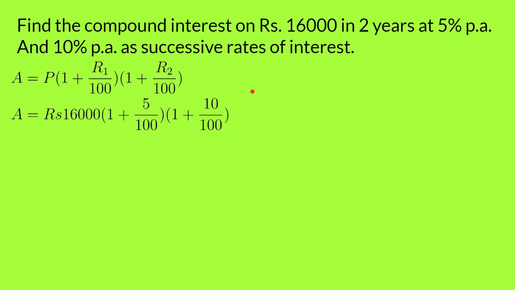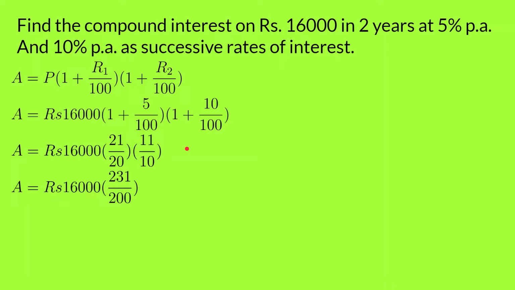A is equal to 16,000 rupees into 1 plus 5 upon 100 into 1 plus 10 upon 100. So this is 1 upon 20 and this is 1 upon 10. So 1 plus 1 upon 20 is 20 plus 1 upon 20, that is 21 upon 20, and 1 plus 1 upon 10 is 10 plus 1, 11 upon 10. So it will be 16,000 into 21 upon 20 into 11 upon 10. And if you have seen my video regarding multiplication by 11, you will know that 21 into 11 is 231. So 16,000 into 231 upon 200.